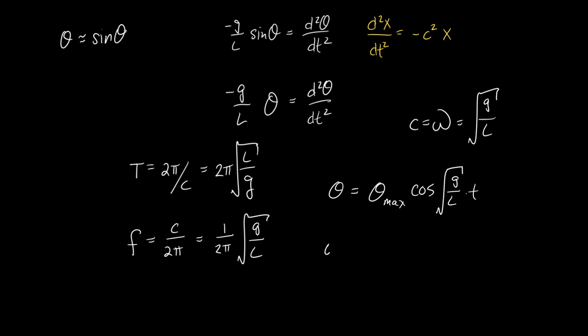That the speed will have to be equal to the square root of g over L times theta max times the sine of the square root of g over L times t. I don't need to reprove it. I've proved it once for this. I can just apply all of these principles.